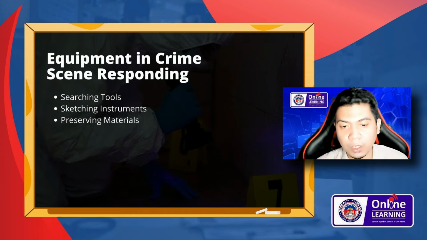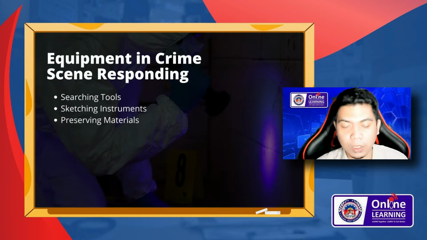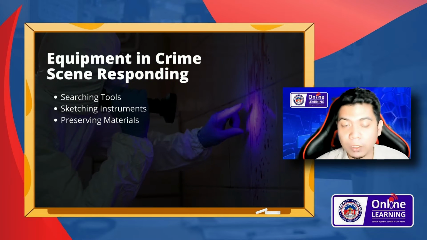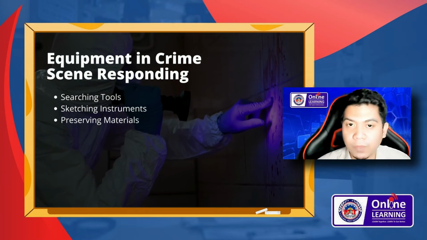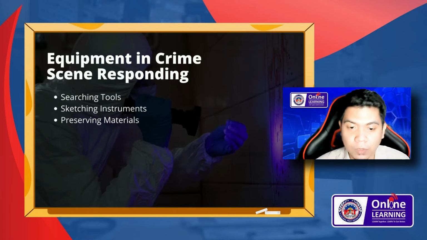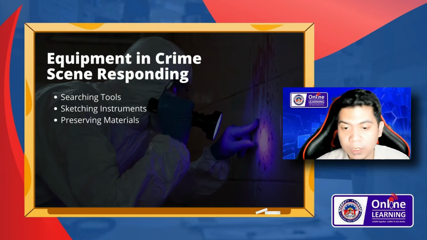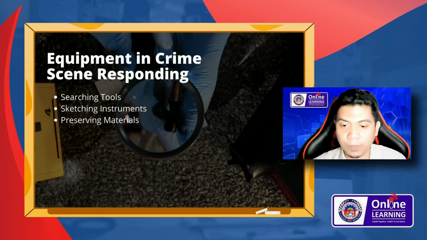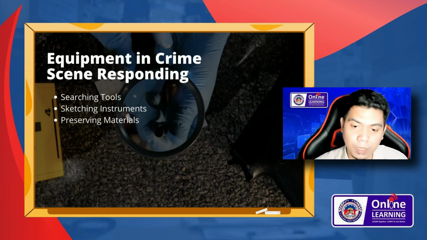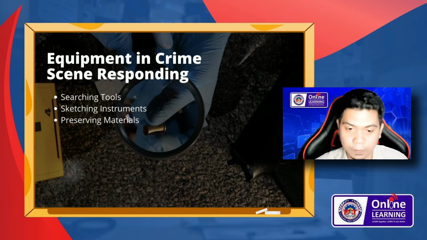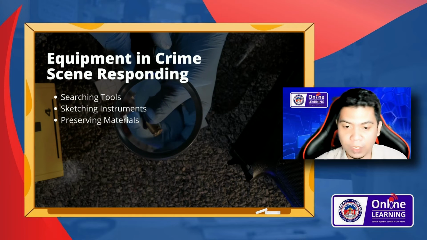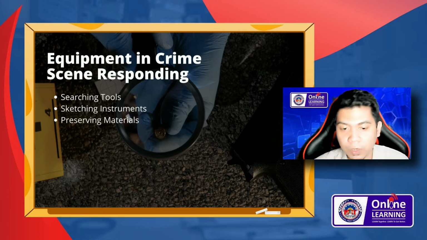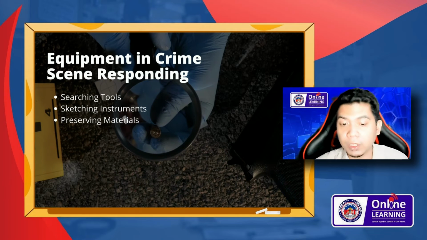So next, we have here the equipment in crime scene responding. So the first one, we have the searching tools like flashlights, magnifier, and etc. So next one, we have here the sketching measurements. So measuring devices like compass, steel tape, ruler, and etc. Recording material like chalk, wrapping paper, sketching pad, clipboard, paperboard, and etc. Next one is collection of evidence, such as cutting pliers, knife, screwdriver, dropper, forceps, fingerprint equipment, and etc.